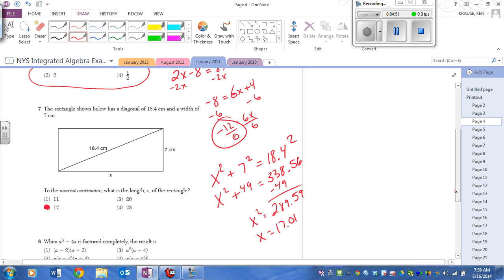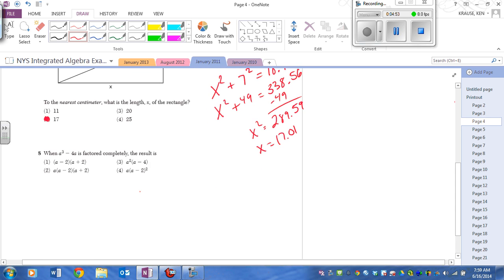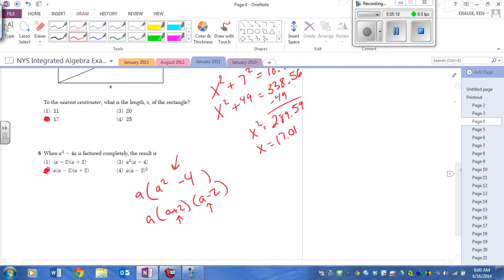Alright, factor completely usually has a trick, so be careful. You're going to start with the GCF. If I take the GCF out, I'm left with a times a squared minus 4. Notice I took an a out of both of these, but isn't this the difference of perfect squares? So don't fall into the trap of thinking they don't even have it. So we've got to factor this: a plus 2, a minus 2. Remember, signs have to be different for a difference of perfect squares. So choice 2 is our answer.